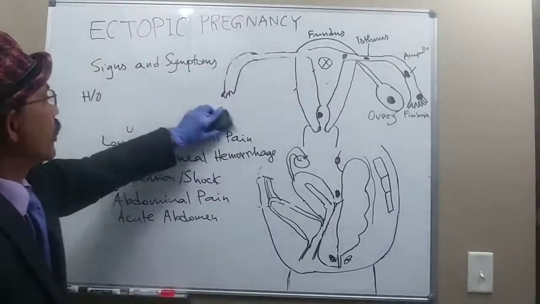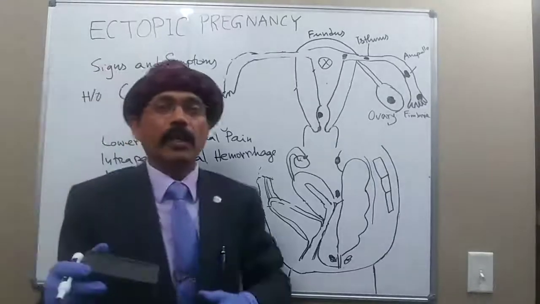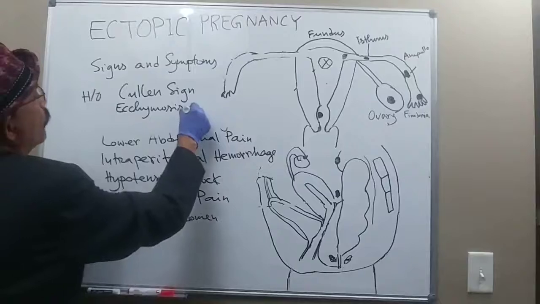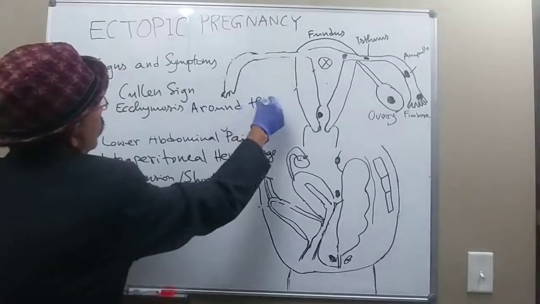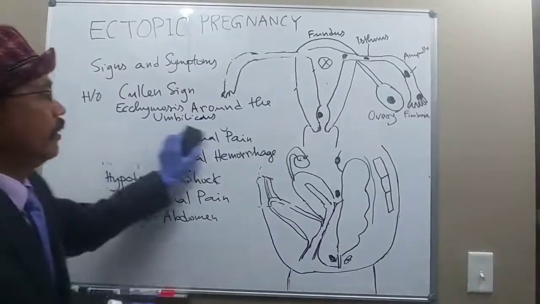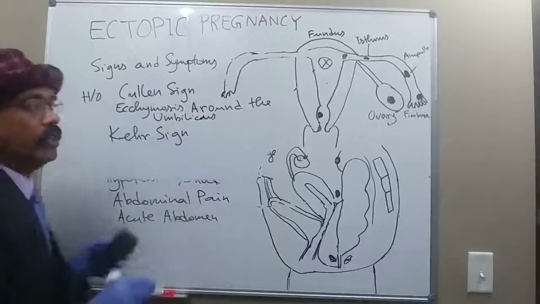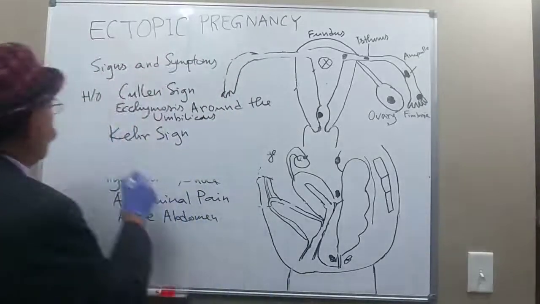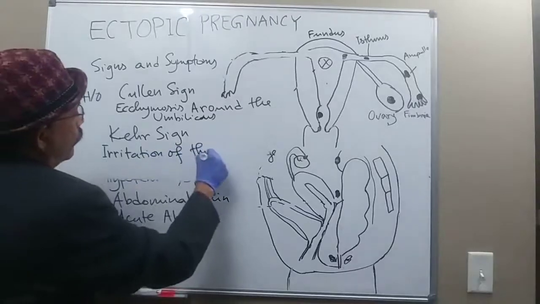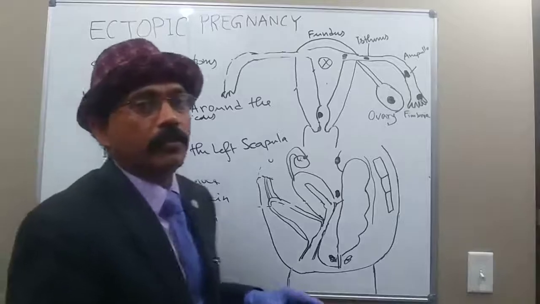What we'll find, we'll get two signs. One is called Cullen sign. What is Cullen sign? We'll get ecchymosis around the umbilicus. We'll get another sign that is called Kehr sign. May or may not get it. What is that? That is irritation of the scapula, especially the left scapula.